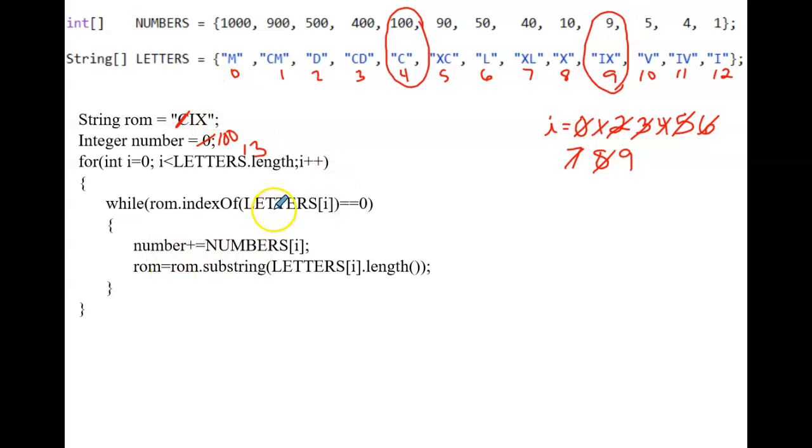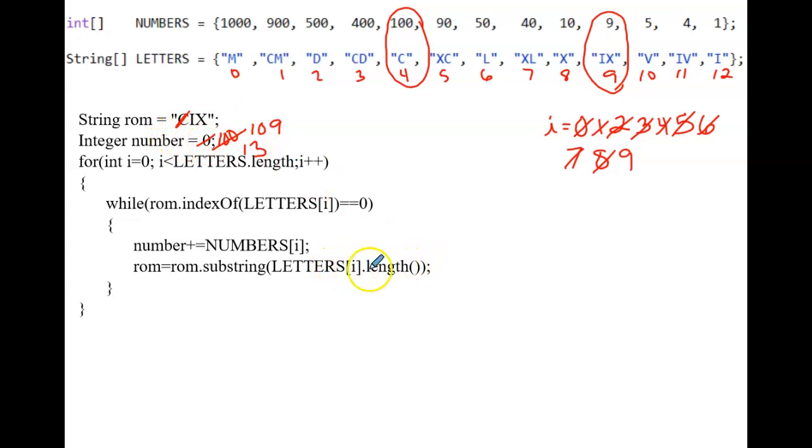So now it's going to enter into the while loop. We're going to increment number now by adding 9. So 100 plus 9 is 109. That's our new value for number.